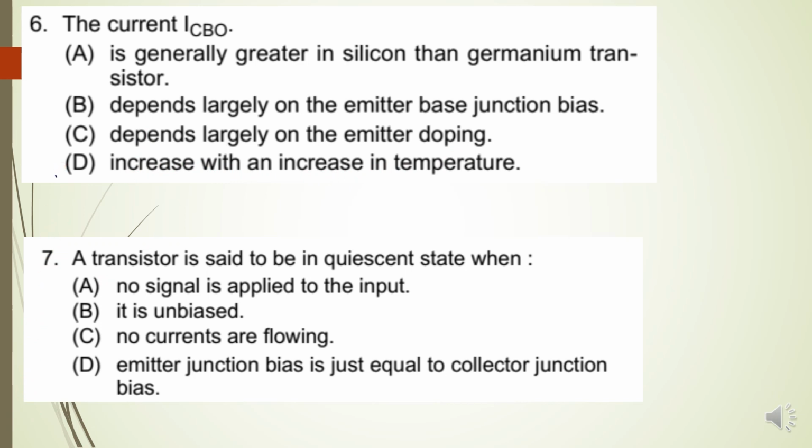Okay, next problem. Problem 7. The transistor is said to be in a quiescent state when A, no signal is applied to the input. B, it is unbiased. C, no currents are flowing. D, emitter junction bias is just equal to the collector junction bias. The answer is no signal is applied to the input.